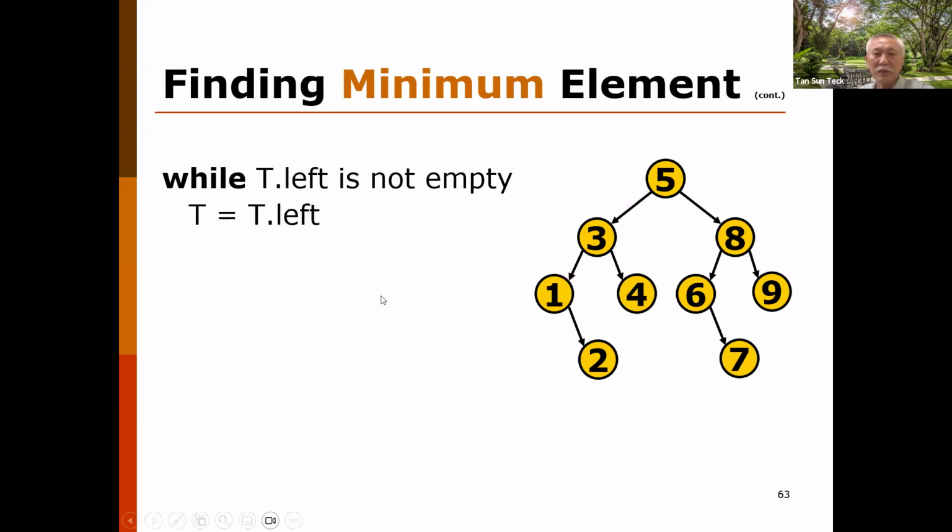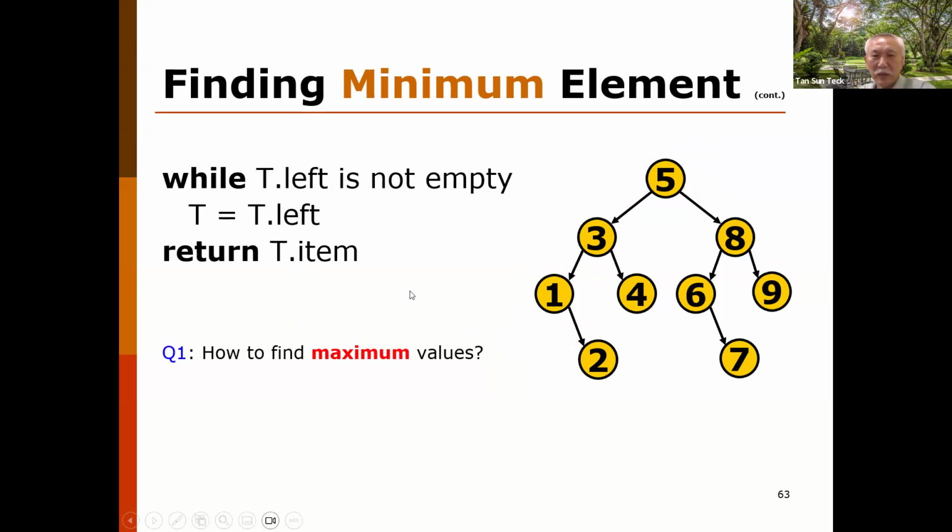Right, so while T is not empty, you go T left. Just do that until you cannot go T left any longer. That will be the minimum value. And similarly, if you want to find the maximum value, you just go T right all the time until T right is empty. Then you return the value inside there.